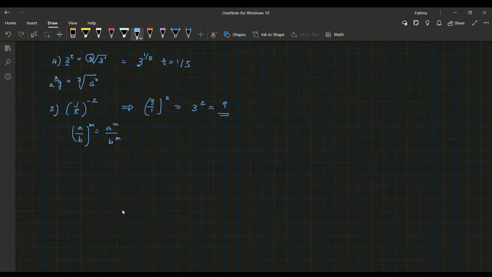Now for the next question, we're given that 16x to the power 16 is raised to 3 by 4. So you would have to apply the formula that (ab) raised to m is equal to a to the power m into b to the power m.